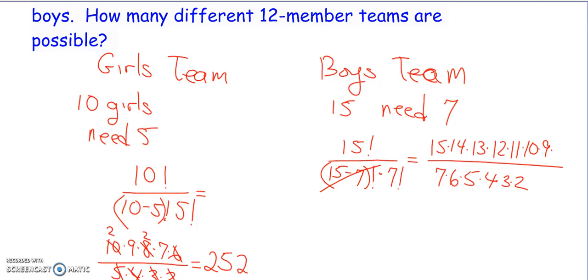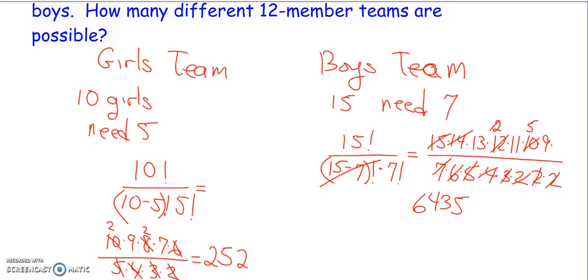And now 7 times 2 is 14, so those cancel out. We have 6 goes into 12 2 times. 5 times 3 is 15. So I can break 4 down to 2 times 2. And notice that 2 goes into 2, and 2 goes into 10 5 times. So it's one multiplication here. I can do 13 times 11 times 5 times 9. And now I've got 6,435 possible different boys teams.